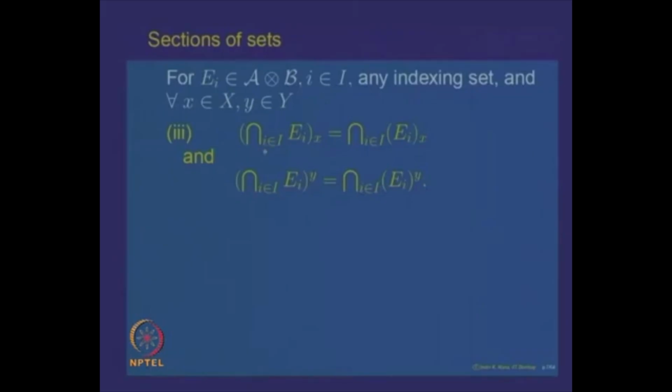Then if you look at the intersections of the sets E i's and then take the section, the claim is it is the same as taking the sections first and then taking the intersections, and similarly at the point y. So, let us section whether at x or at y. So, let us look at this property.